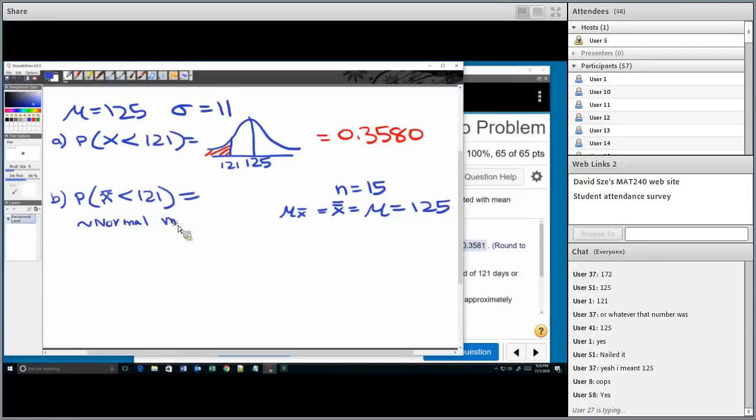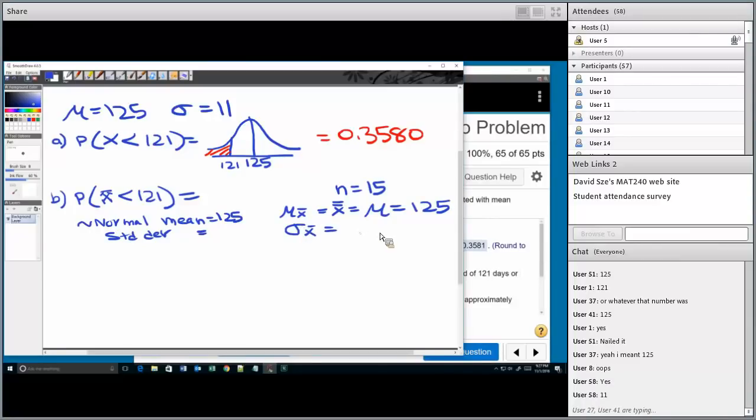with mean 125, but we also need the standard deviation. So what is the standard deviation for this? Which is the sigma X bar. What is that equal to? Not just that. First, let's go through the formula. What is the formula for this?